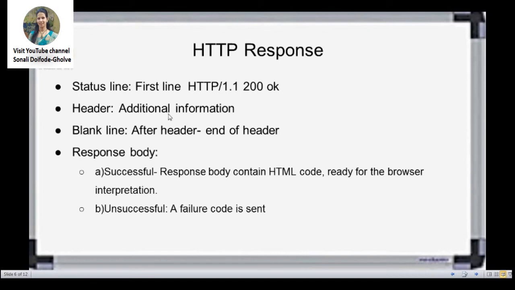Then the header. The header includes additional information, similar to your request message, then a blank line, and the response body. If the response was successful, the HTTP response body contains the HTML code ready for browser interpretation. And if it is unsuccessful, a failure code is sent to the client.